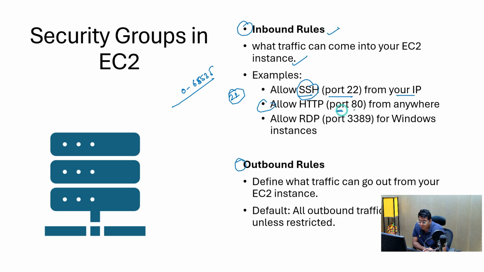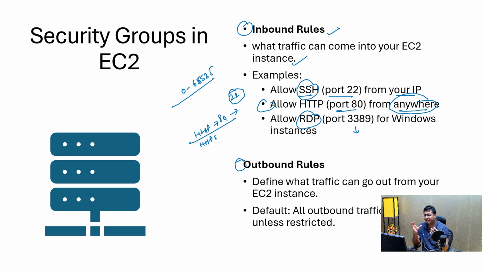Allow port 80 from anywhere, because our internet works on HTTP and HTTPS, and HTTP works on port 80. I want anyone to access my website, so I'm going to open port 80 to anywhere. Allow RDP, which is remote desktop protocol, which works on 3389. I'm going to allow it from anywhere or my IP. So that's how we can add a security group.